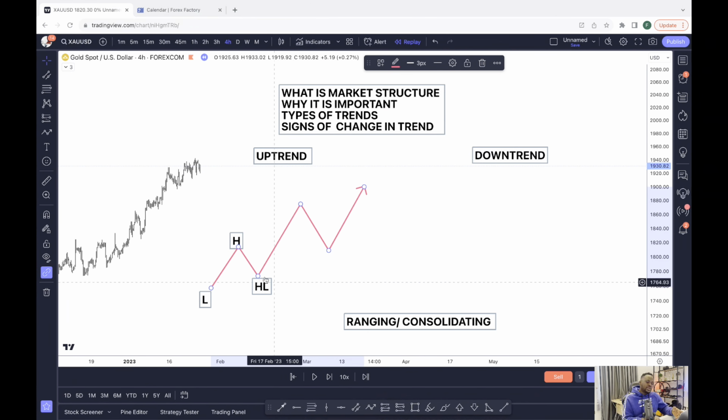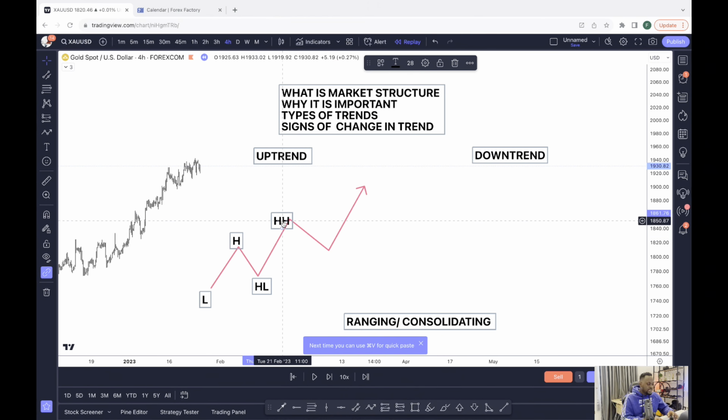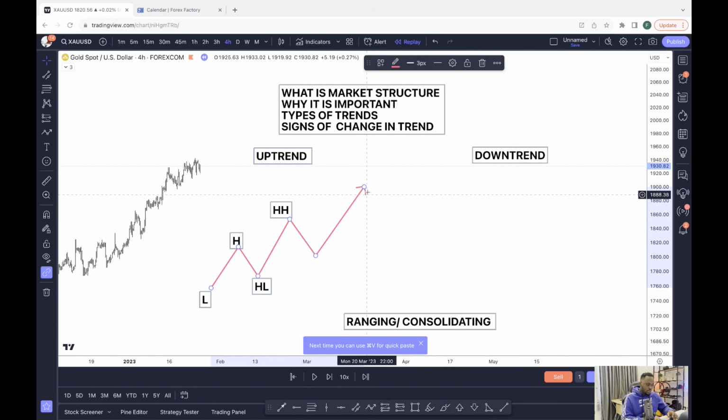So we've been able to identify our higher low. What is next is to be able to identify a clear higher high. So a clear higher high will be formed if the market actually comes back to this area and then breaks this level, our first high, to create a new high. So once you've been able to identify a clear higher low and a clear higher high, you can confidently say the market is in an uptrend. It's as simple as that.